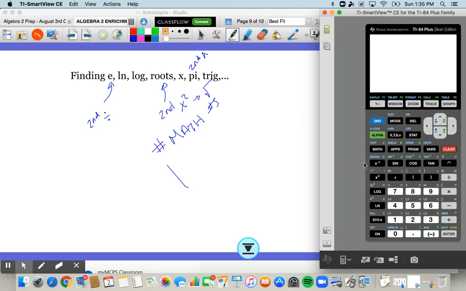What else should I show? I don't know, just play around with it. See what else it can do. There's so much, right? This is how you get to y equals if you're entering an equation. If you want the table, second table. We worked with this a little bit yesterday. E, pi, the trig.